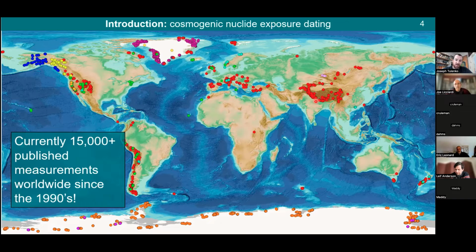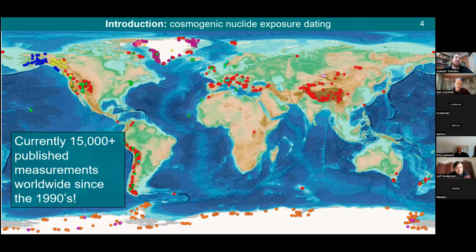That's what I'm showing in this figure here in the background. All of these individual points are cosmogenic nuclide measurements. I can get into this a little later if people are curious, but the color coding here basically separates exposure ages and cosmogenic nuclide measurements based on what we call applications, so different ways that we apply cosmogenic nuclide exposure dating.